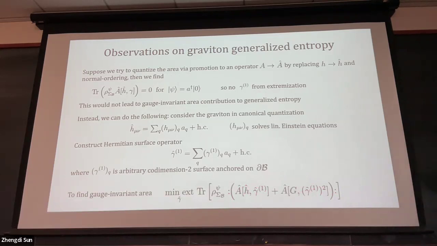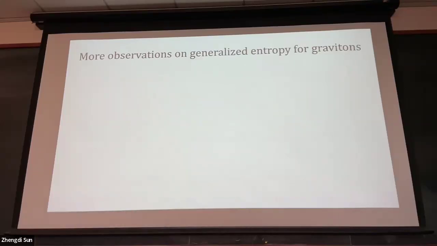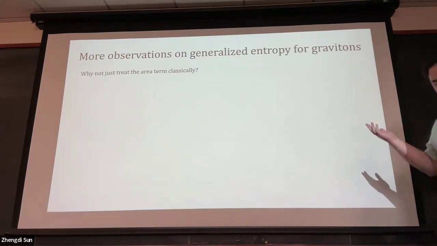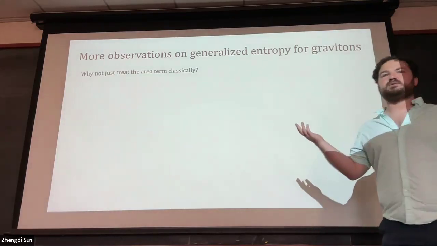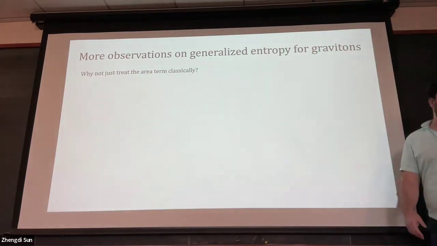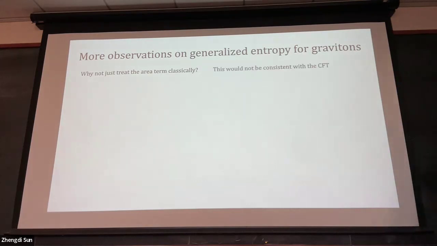And in particular, it would give you the same thing as if you were to just classically extremize the area. So in this metric H, if you were to extremize the area, you would get the same result for this trace, classically. Okay, so then you say, well, why treat the area term quantumly at all? Why not just treat the area term classically? Why are you treating it quantumly at all if the thing you just wrote down is going to reproduce the classical area? Okay.